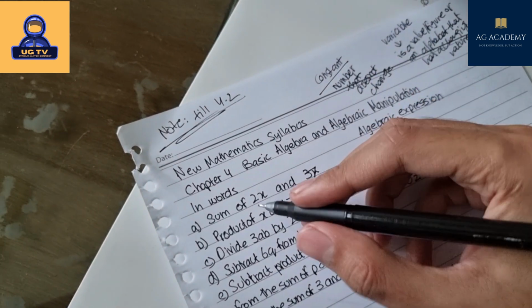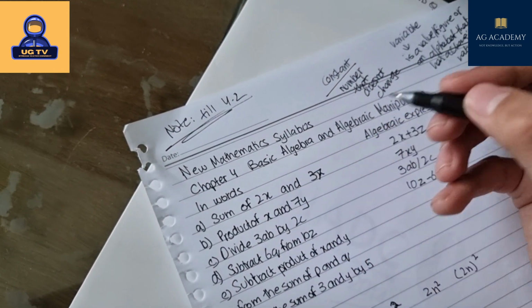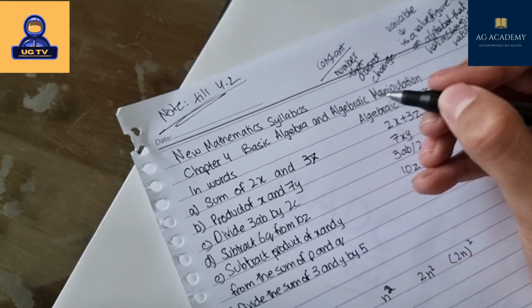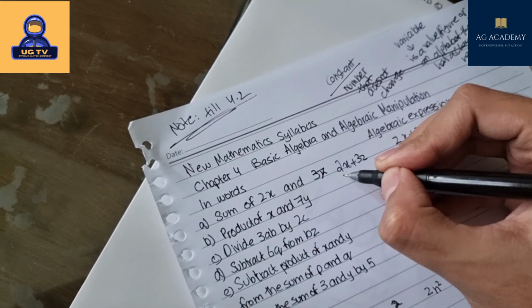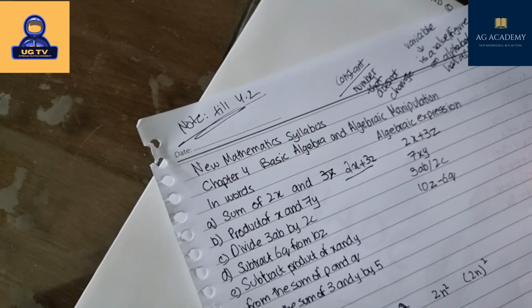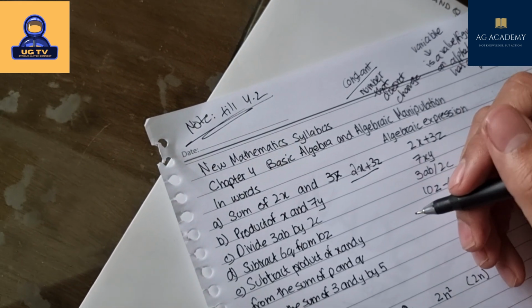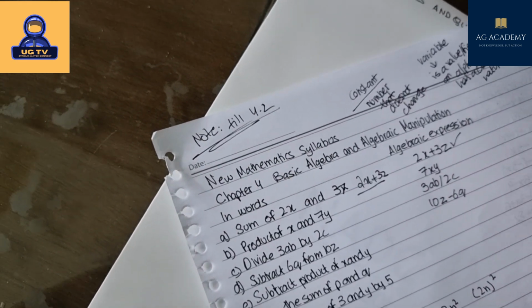So it's simply asking, what is the sum of 2x and 3z? The sum usually means addition, so we're just going to write 2x plus 3z. That is the answer. That's it. There's nothing more to it. I've written it here as well.